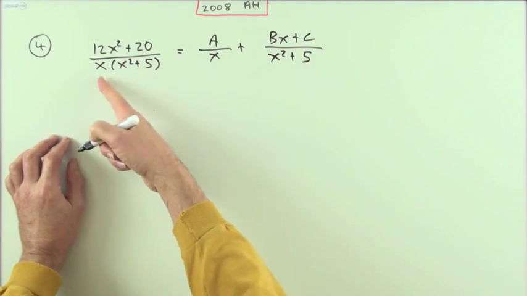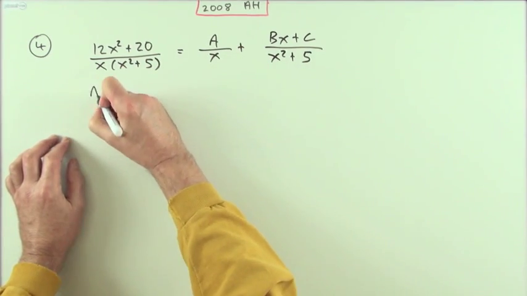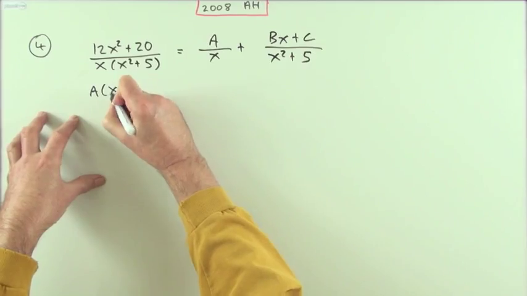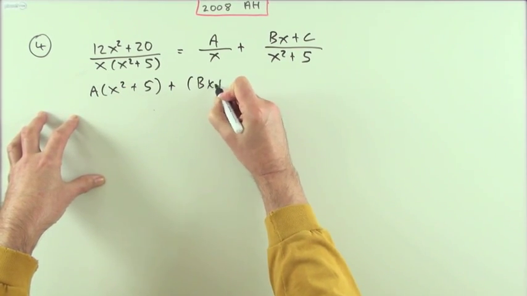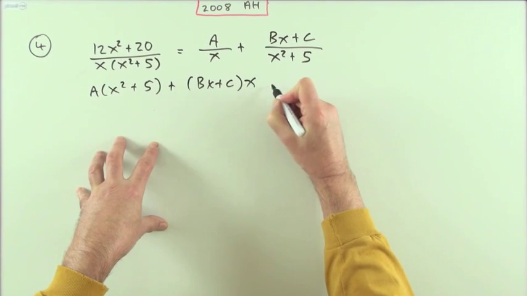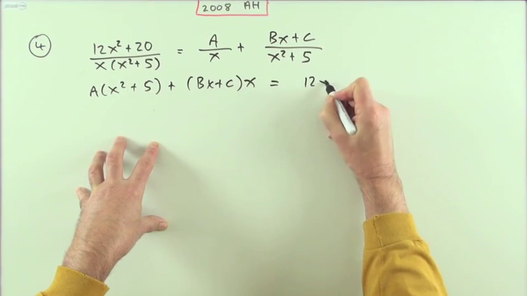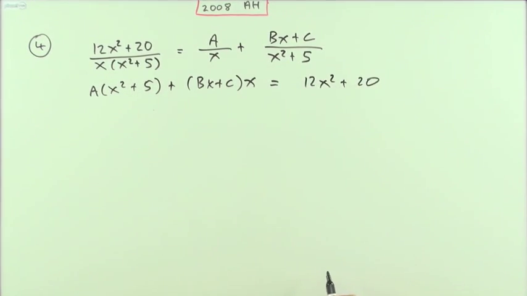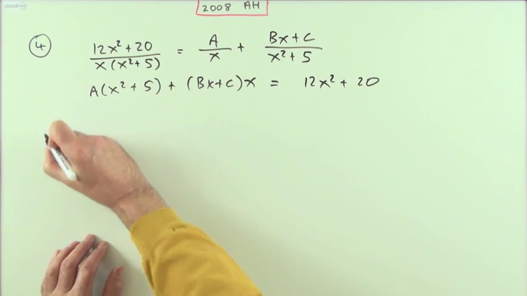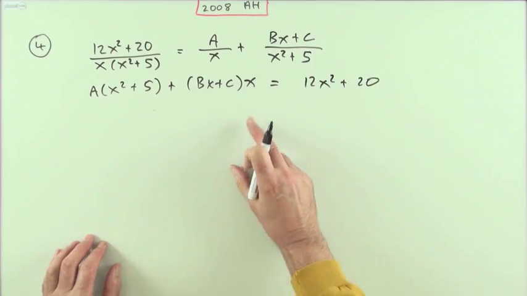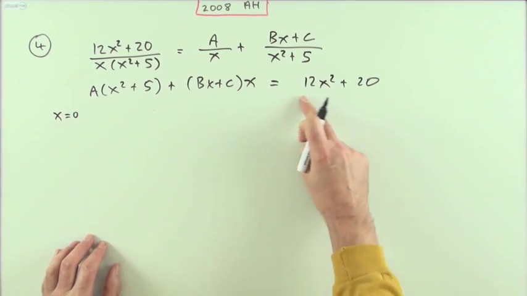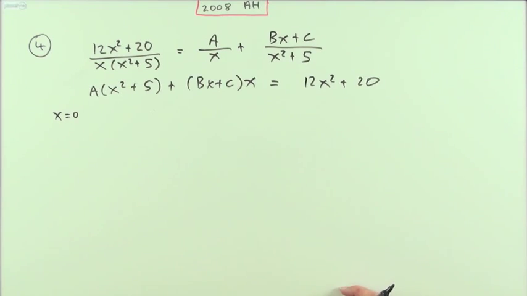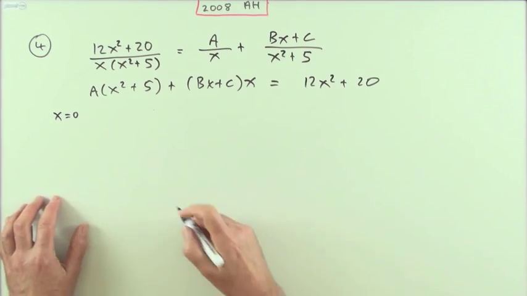So multiplying throughout by those parts, I'd have A, having the x already, would have to be x squared plus 5. The Bx plus C, having that up already, will just be x. And the other side would be 12x squared plus 20. Then it's just a case of which techniques will I use. Well, I could use some knockout values to begin with, because I can certainly make x disappear if I make x equals 0. And it doesn't have a particularly onerous piece of arithmetic using those values.